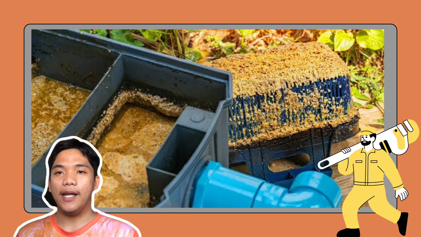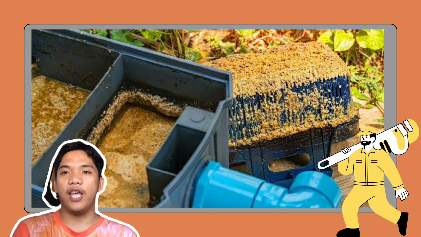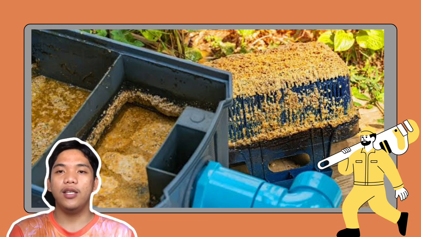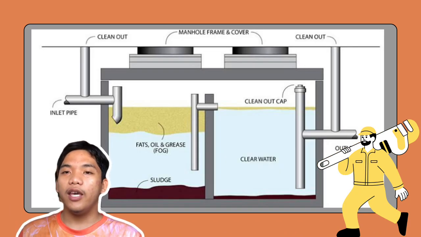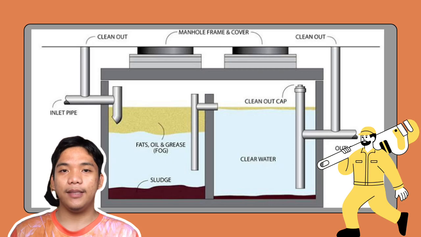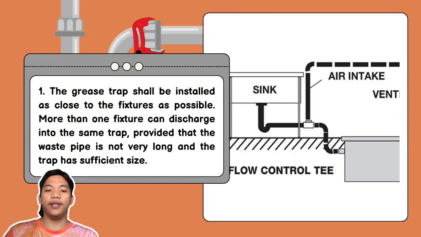Diba kung mapapansin nyo, parang dalawa yung parang niya, which is yung filtered water lang and yung si FOG. Nakahiwalay siya. Since hindi mo pwedeng isali si FOG papunta doon sa sewer line because it can clog nga the pipes. So here are the things when you need to install a grease basin. Number 1, the grease trap shall be installed as close to the fixtures as possible. More than one fixture can discharge into the same trap provided that the waste pipe is not very long and the trap has sufficient size.